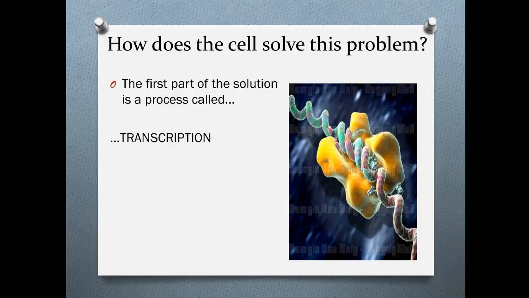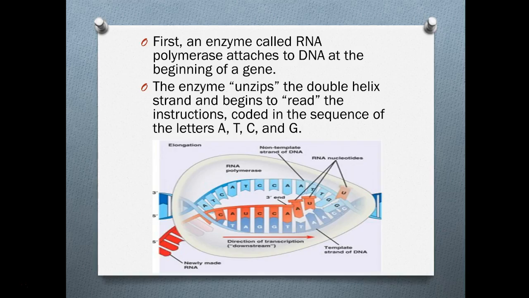Well, the first part of that solution is a process that's called transcription. And it starts out, this is going to sound very much like DNA replication to you, I'm sure. An enzyme called RNA polymerase attaches to the DNA at the beginning of the gene. Now, a gene is just simply a segment of DNA that codes for one particular protein. It's a set of instructions for how to make one protein.